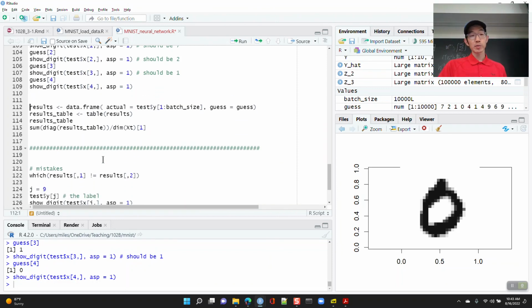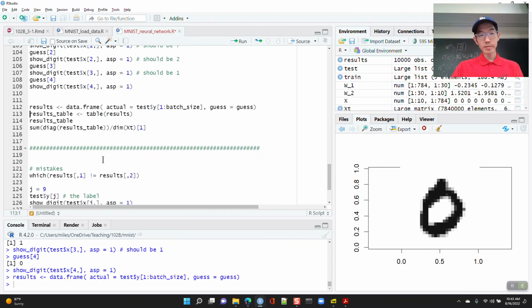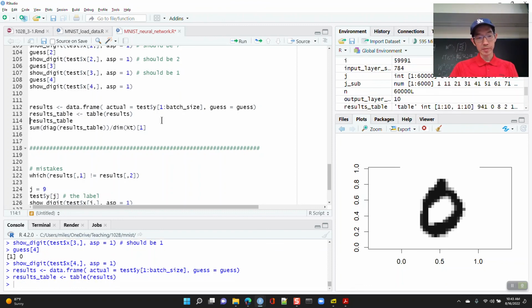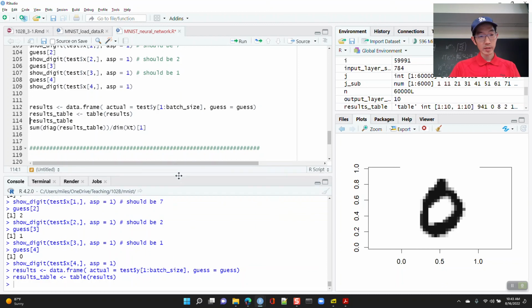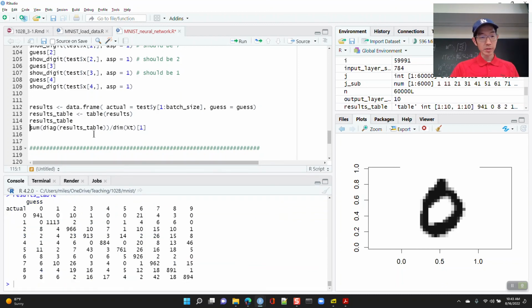Okay, so we can create what we call a confusion matrix. And I can compare the actual values versus the guesses. So this is our confusion matrix. What we want to see is big values along the diagonal. That's where it got correct. So the actual value is a 0. It guessed 0 941 times. There were times where the actual value was a 0 and it guessed a 2. And there were times where the actual value was a 0 and it guessed a 6.